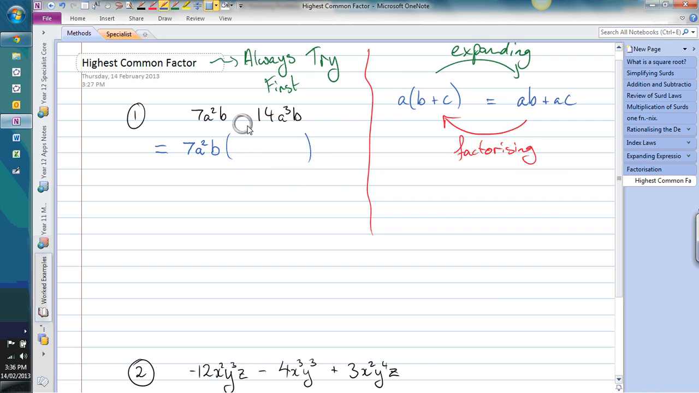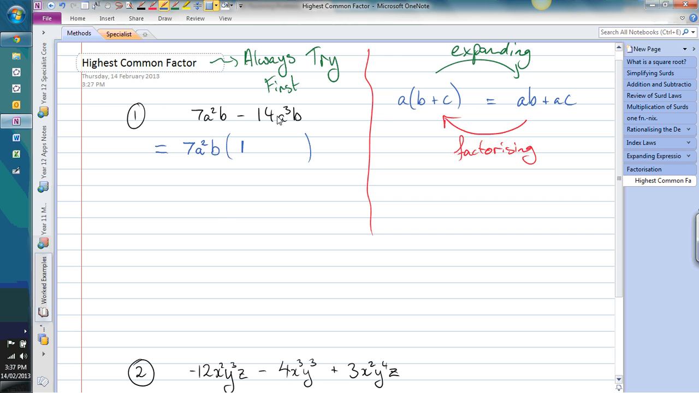And once we've identified that highest common factor, in this case 7a squared b, we can now write in what's left over from each of these terms. We need to think as we're doing it that if I expanded this out again, I have to get back to the original. So if I divide this first term, 7a squared b, by 7a squared b, that's just dividing it by itself. What's left over is going to be 1.